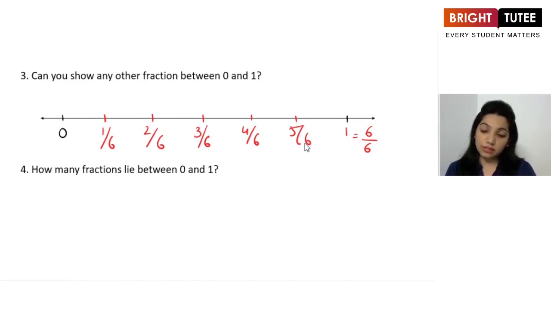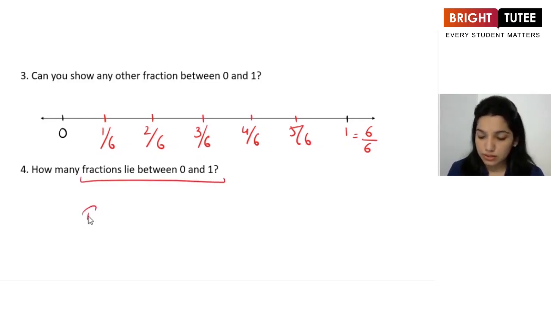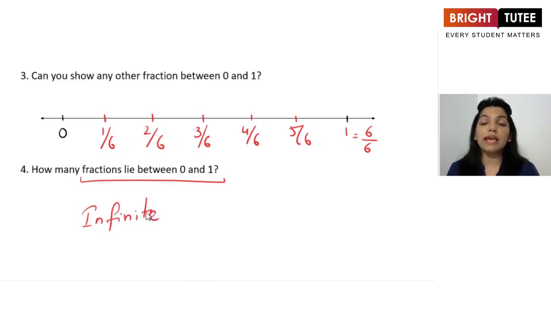Now the next question says, how many fractions lie between 0 and 1? Oh, we have just discussed this answer. How many fractions lie between 0 and 1? The answer is infinite. Infinite fractions are possible between 0 and 1.